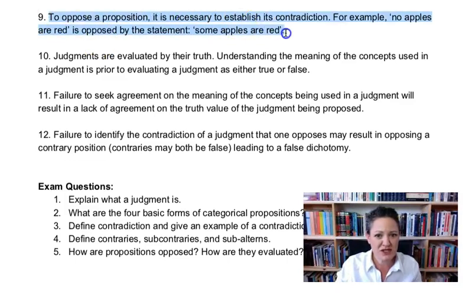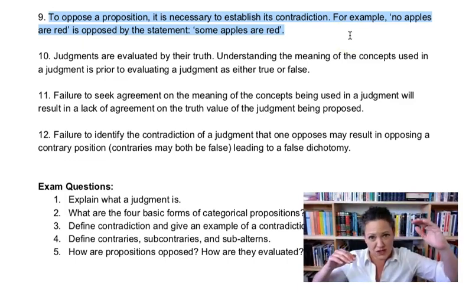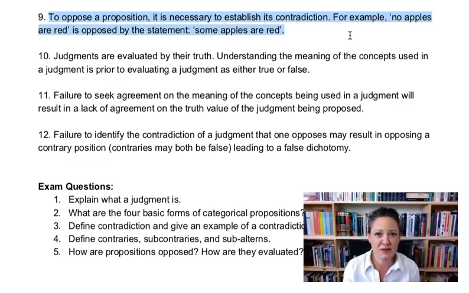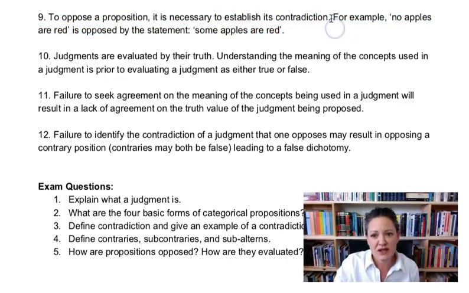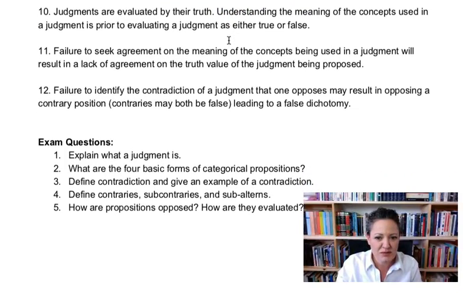To oppose a proposition, it is necessary to establish its contradiction. So the differing quantity and quality both can't be true, both can't be false. So we want to establish a position. Let's say I want to establish material monism is true. Then I have to show the contradiction. Only some is eternal theism. All right, now the example I gave you here, no apples are red is opposed by the statement some apples are red. Okay. Now you're going to have to start thinking in terms of the square and judgments plotted on the square.